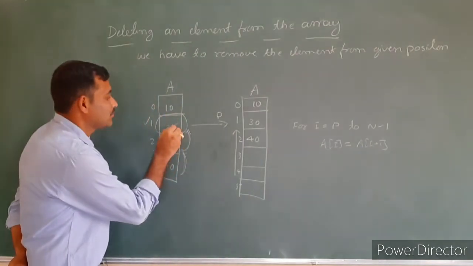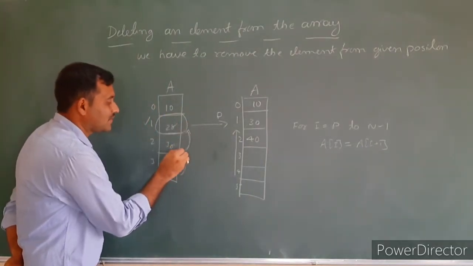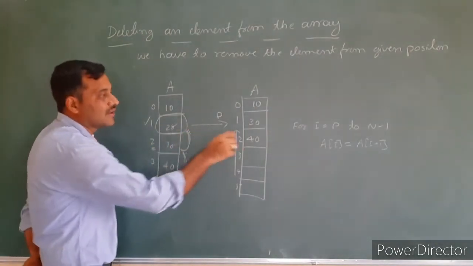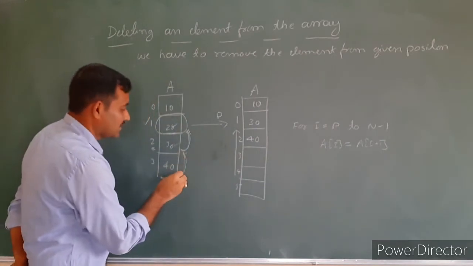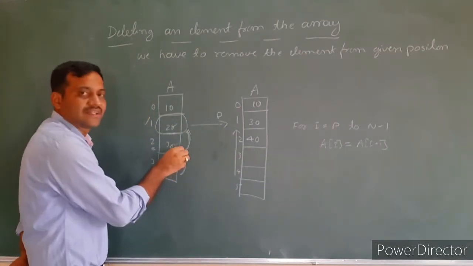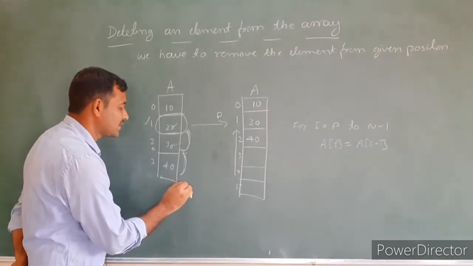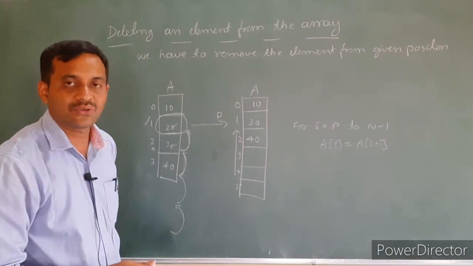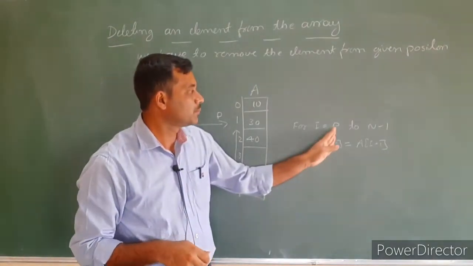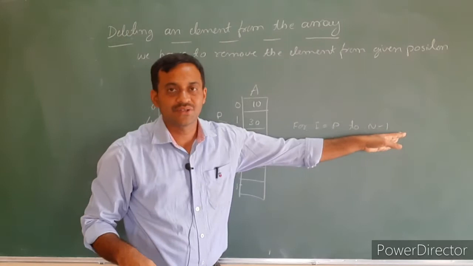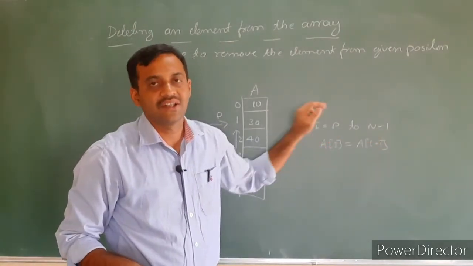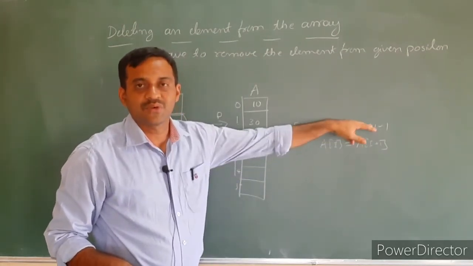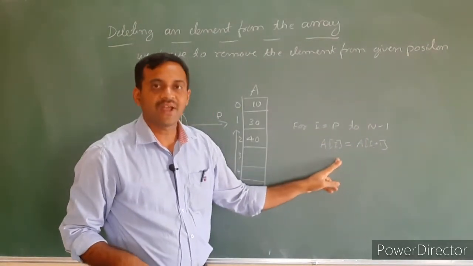So here for the position P, the I plus 1 value is at position 2, and we override 20 with 30. Then the for loop is incremented, and the next one, 40, overrides the 30. The next position's element overrides the 40, and the next element overrides the 50 position. Like this we overwrite all the elements from the given position to the n minus 1 value. Why is it n minus 1? The last index value is n minus 1. Hence from the given position to n minus 1 we overwrite all the elements.